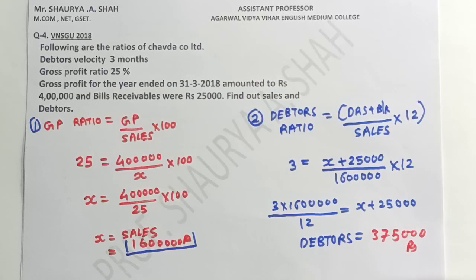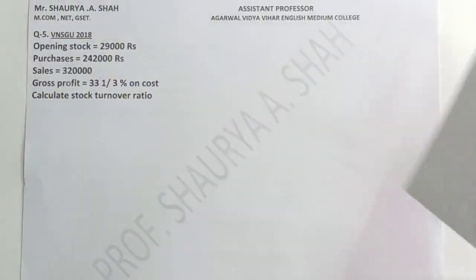Fine. I hope everyone is clear with the sum. We'll be moving on to the fifth short sum which I have given to you already. Now what is the sum all about? Again, it is based upon your net profit, students. What has been given?